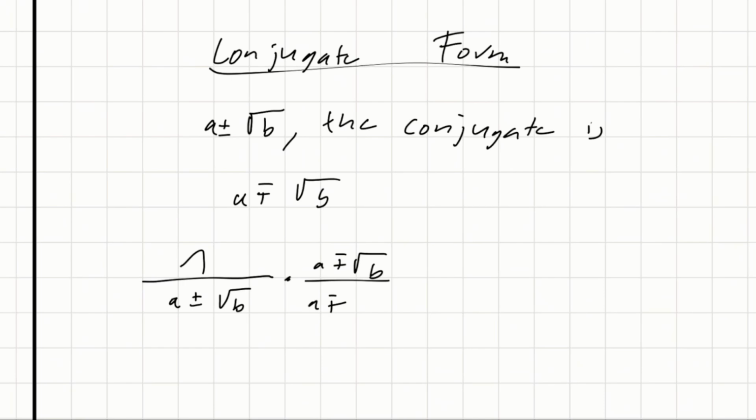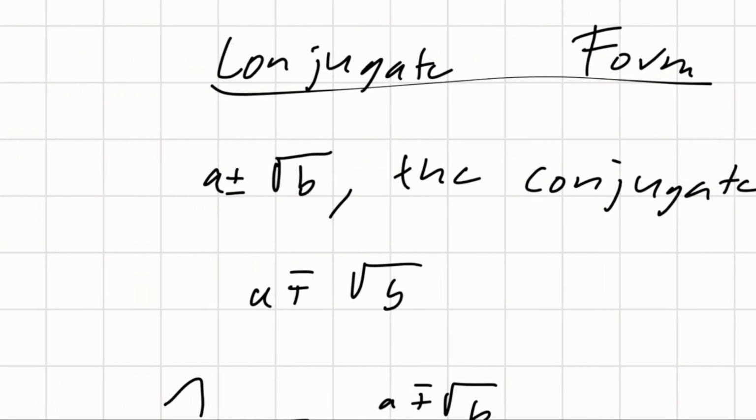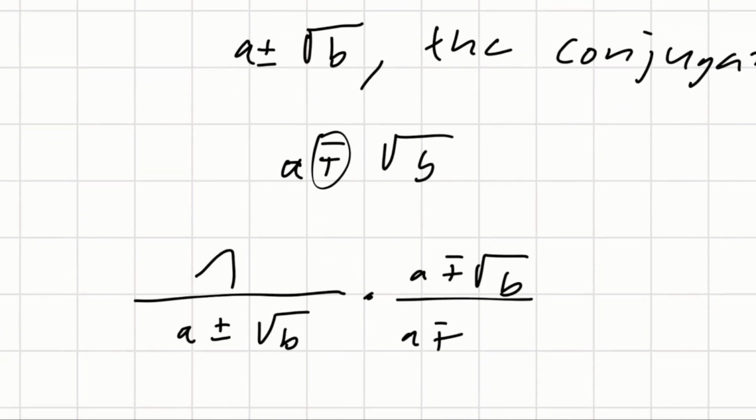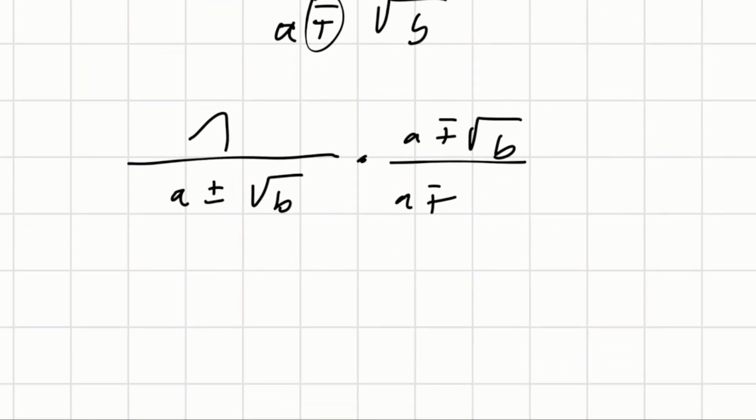The conjugate form is defined as follows: if you have a plus or minus the square root of b, then the conjugate is a minus or plus the square root of b. If you say those are equal, be careful of this. What you're going to do is turn around this expression. So if it's plus, so it's a plus the square root of b, you would say a minus the square root of b is the conjugate form, and if it's a minus, you say it's a plus. So let's have a look at the example.